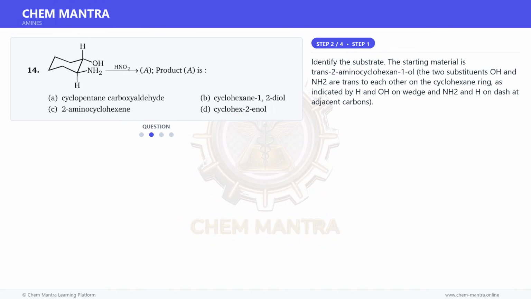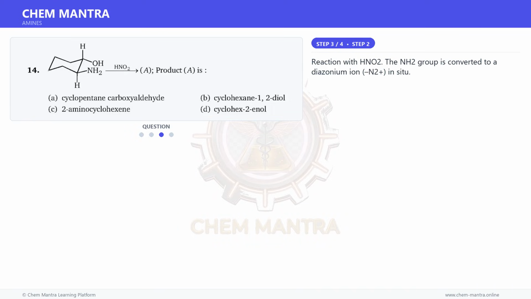Moving on to the next step. Identify the substrate. The starting material is trans-2-aminocyclohexan-1-ol. The two substituents OH and NH2 are trans to each other on the cyclohexane ring, as indicated by H and OH on wedge and NH2 and H on dash at adjacent carbons.